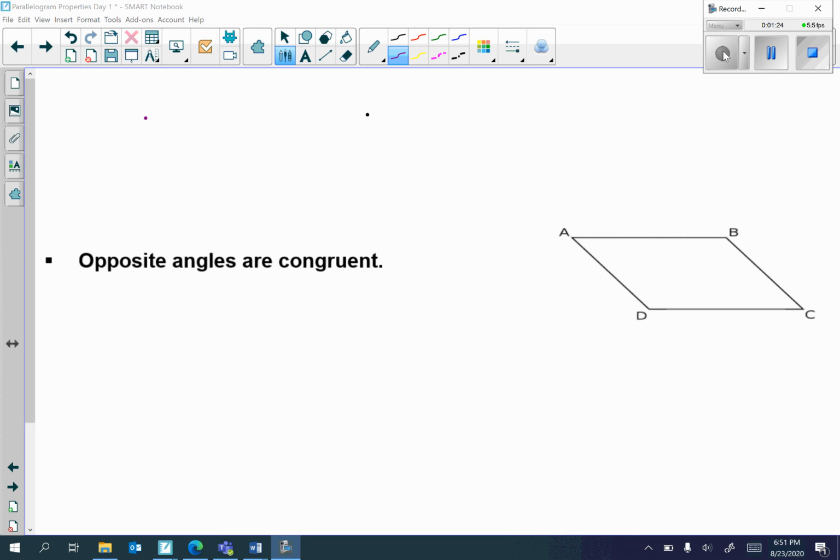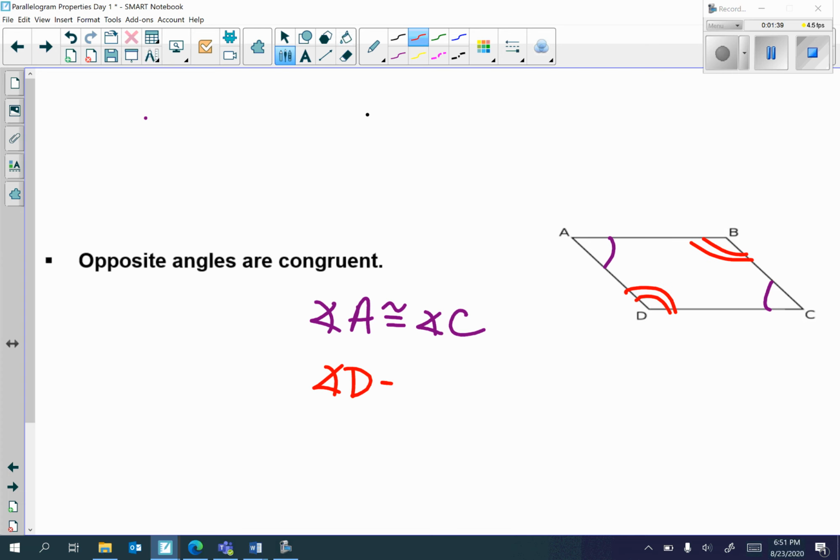Next, we have opposite angles are congruent. So angle A is opposite of angle C, and therefore they're congruent. They have the exact same measure. And angle D is congruent to angle B. They're opposite of each other, and they have the exact same angle measure. Opposite angles are congruent in a parallelogram.